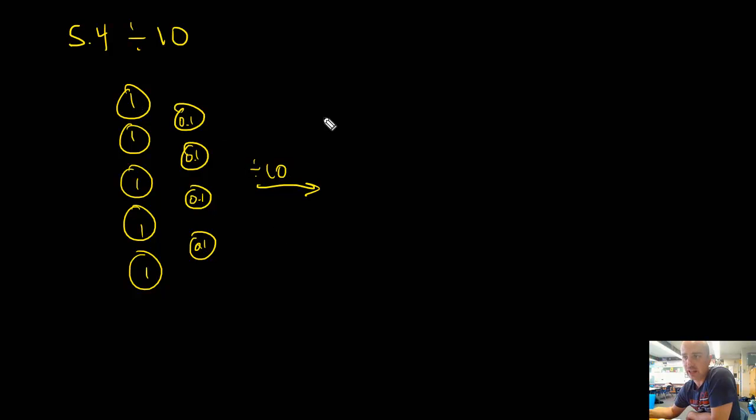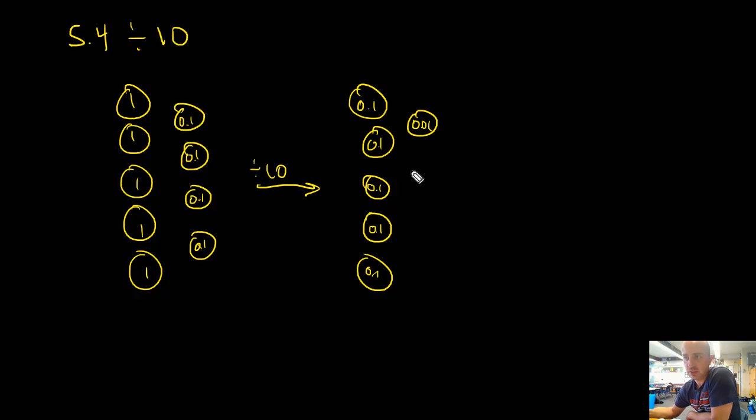1 divided by 10 is 1/10. So 5 divided by 10 would be 5 tenths, right? And then 1/10 divided by 10 would be 1 hundredth. 4 tenths divided by 10 would be 4 hundredths. If I take a look at this, I have 5 tenths, and I have 4 hundredths.